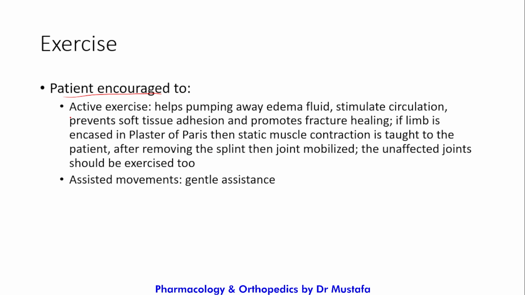Patients are encouraged to actively exercise their joints. This helps pump away the edema, stimulates circulation, prevents tissue adhesions, and promotes fracture healing. If the limb is encased in plaster of Paris, then static muscle contraction is taught to the patient. After removing the splints, the joints are mobilized. The unaffected joints should be exercised too, because remember, if left without exercise, they would also stiffen, so they have to be exercised too.